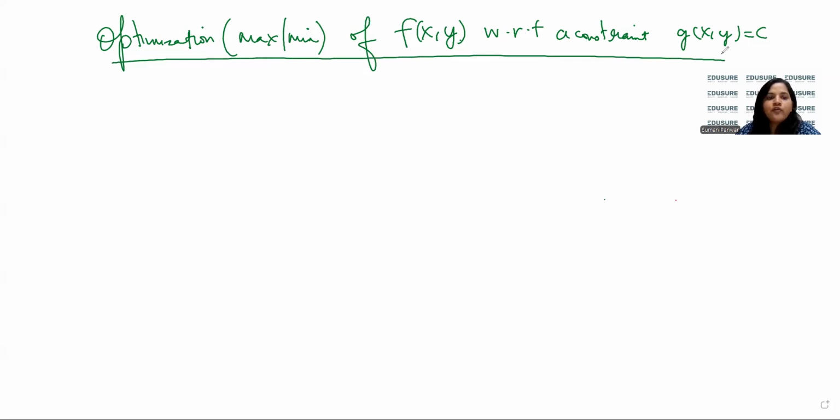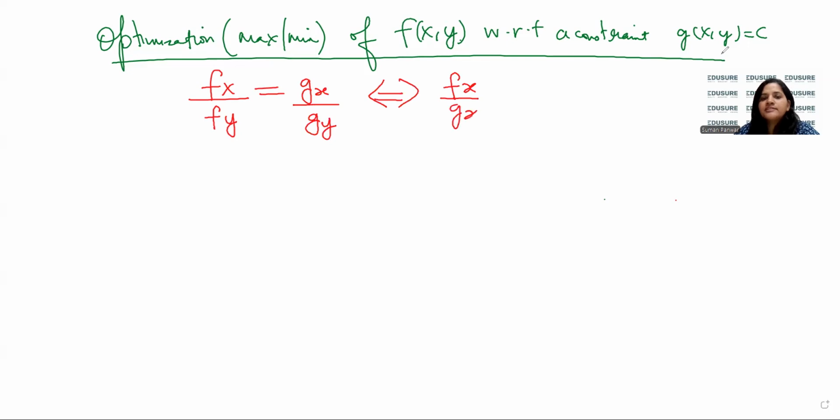The necessary condition was the partial derivative of f with respect to x divided by the partial derivative of f with respect to y is equal to the partial derivative of g with respect to x divided by the partial derivative of g with respect to y. This was the necessary condition. We can equivalently write this as fx upon gx equals fy upon gy. That means these two ratios should be equal. Now, we introduce a method known as the Lagrange multiplier method.